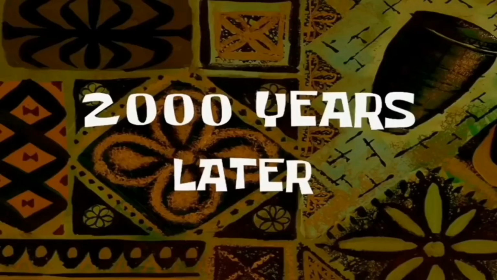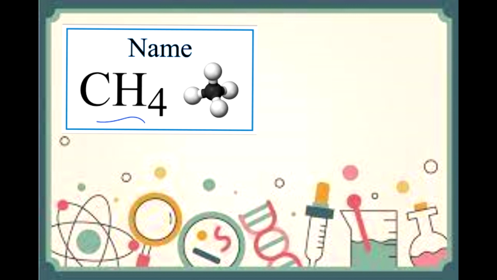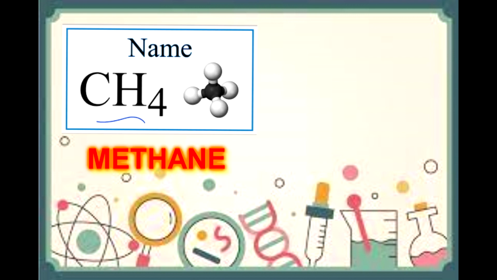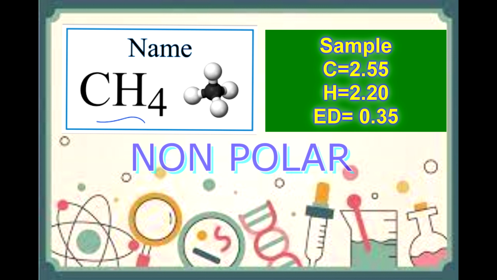We are done determining the polarity of water and carbon dioxide. So before we proceed to our short quiz, let's do more examples. We have here CH4, also known as methane. Methane has carbon and hydrogen in its formula. So we have carbon with 2.55 electronegativity and hydrogen with 2.20 electronegativity. So the electronegativity difference is 0.35. So therefore, yes, you're right. It is non-polar.